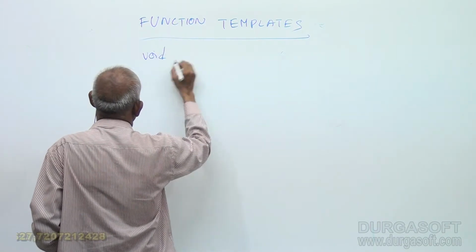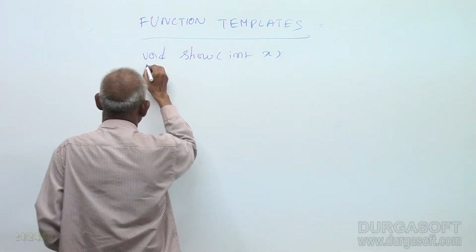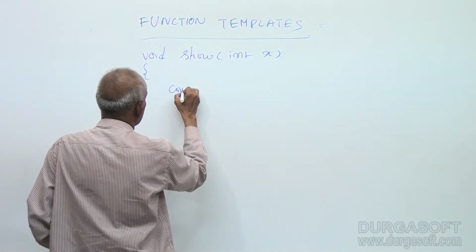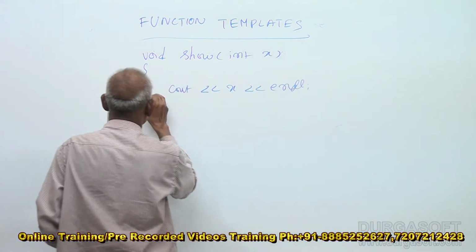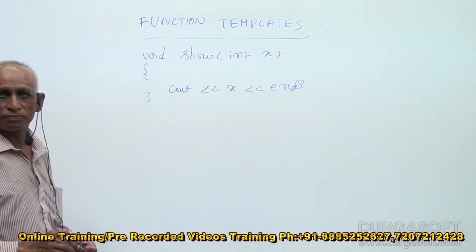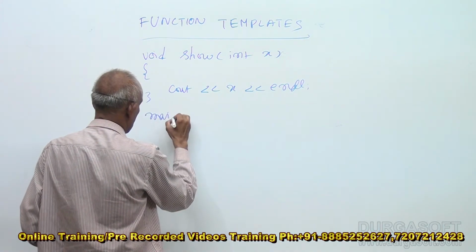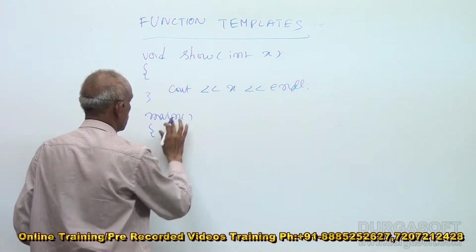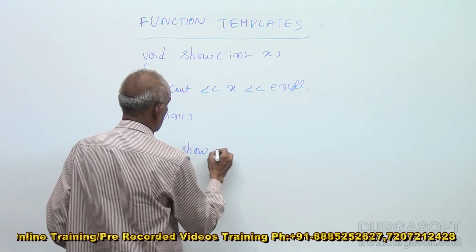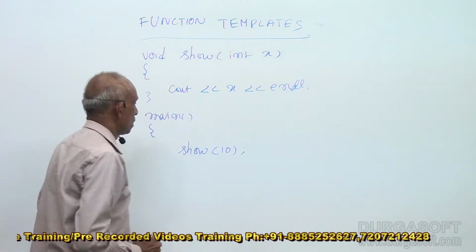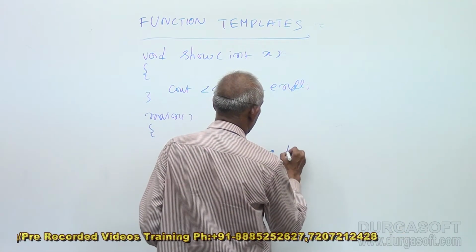void show(int x) { cout << x << endl; } This is a simple function to display just a value, a parameter, argument. Now main, let us call this, say show(10). If you do this, it will display simply 10.